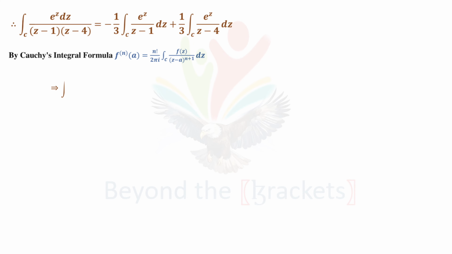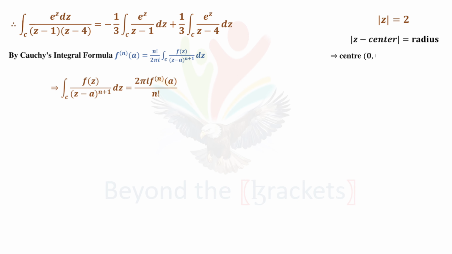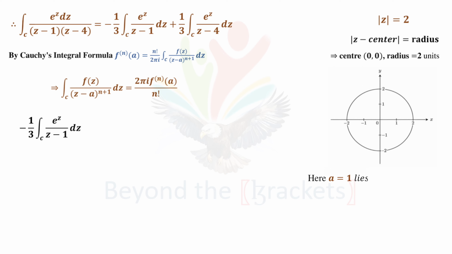After the integral is separated using partial fractions, consider Cauchy's integral formula. Again, the integral can be obtained by cross multiplying 2πi and n factorial. We are given |z| = 2. Comparing it with the standard form |z − center| = radius, we have center is (0, 0) and radius is 2 units. Our curve is a circle centered at the origin and radius 2. Let's first solve the first integral. Here the value of a is 1, which lies inside the given circle. So Cauchy's integral formula can be applied.